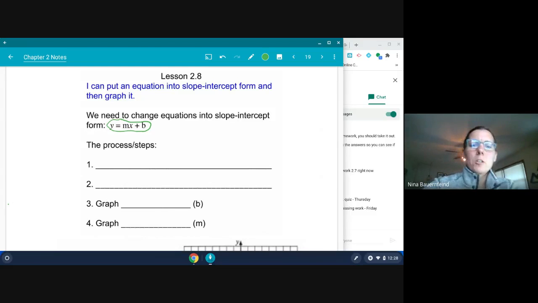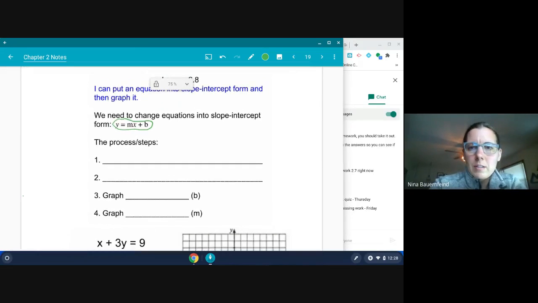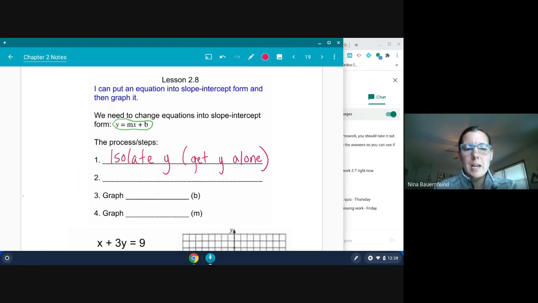So the first thing that we need to do is isolate y, which means get y alone. So that means we're going to move the x. That's the first thing we need to do: isolate y, or get y alone, by moving the x.